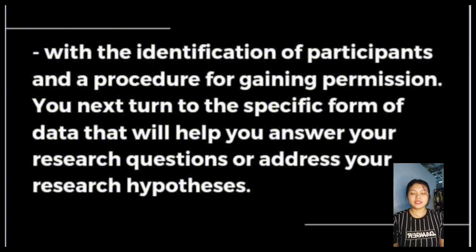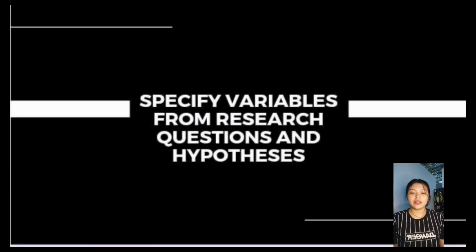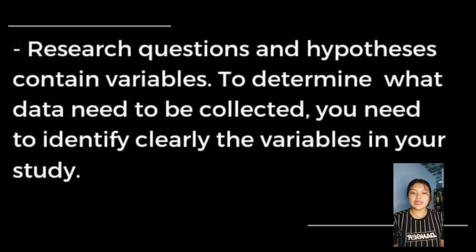So, this paragraph is discussing the next steps in the research process after identifying participants and gaining permission. The next step is to determine the specific type of data that will be collected to answer the research questions or hypothesis. In other words, it's about deciding what kind of information will be gathered to support the research objectives. And also this step involves identifying the variables and considering types of information that will help you assess these variables. A process outlined in figure 5.5 using the variable self-efficacy.